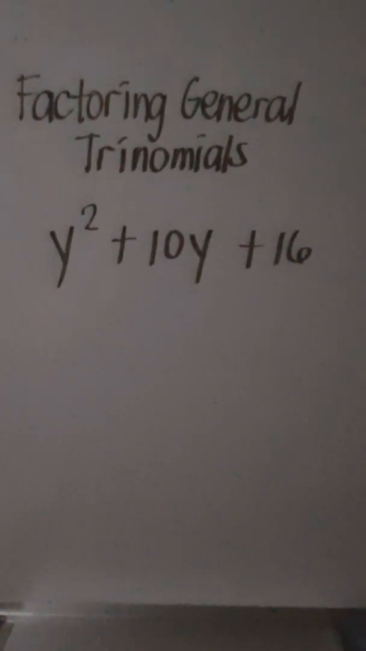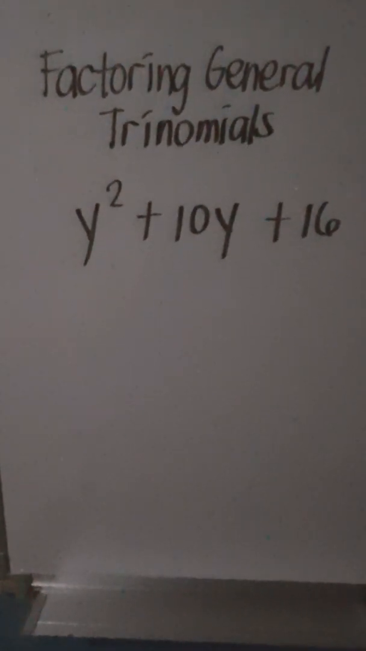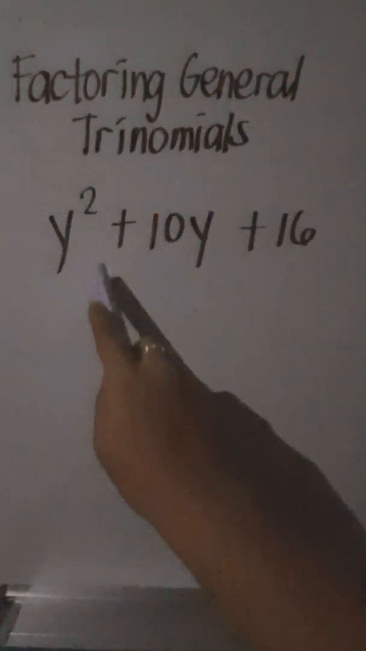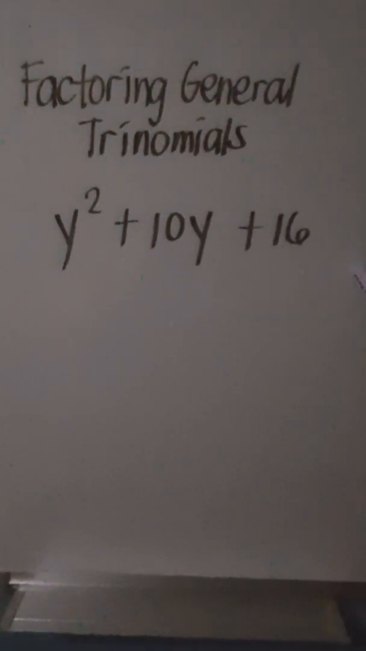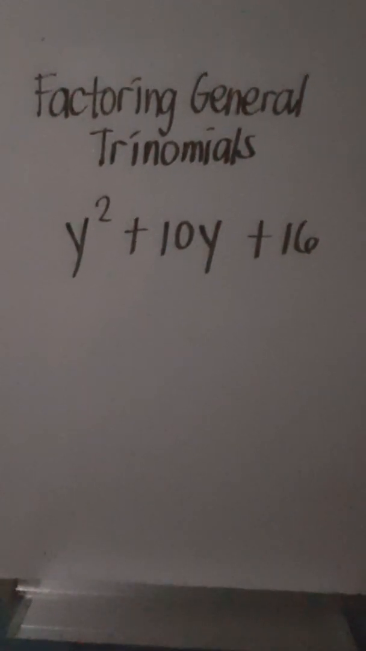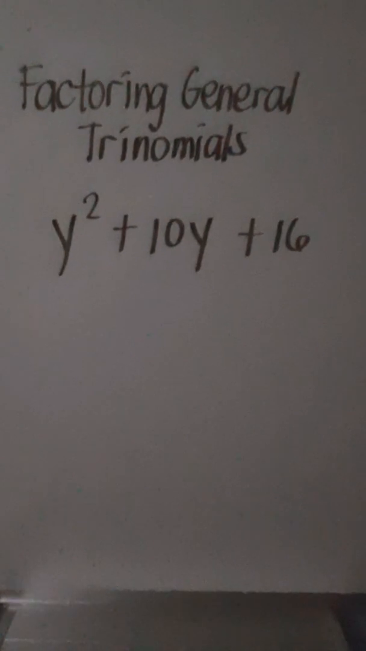Factoring general trinomials. In our previous video, we have learned how to factor perfect square trinomials. This time, we will factor general trinomials, or trinomials na dili mabilong sa perfect square. So, for example, in our last video, we had this number, y squared plus 10y plus 16. In this example, we've learned na dili siya pwede i-factor using the perfect square trinomial kay dili siya perfect square trinomial. How did we know that?